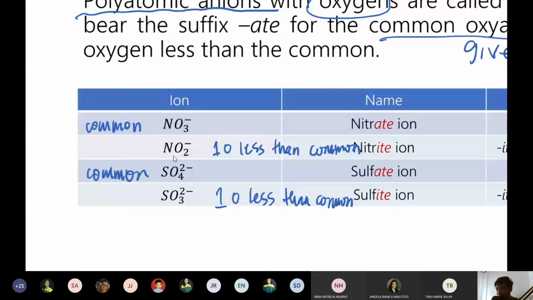This is one oxygen less than this. So, its name will be nitrite, not nitrate, no? So, yun lang. Sir, paano namin malalaman kung ano yung common oxyanion?